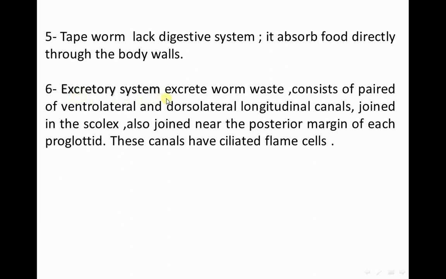The excretory system excretes worm waste. It consists of pairs of ventrolateral and dorsolateral longitudinal canals joined in the scolex, also joined near the posterior margin of each proglottid. These canals have ciliated flame cells.